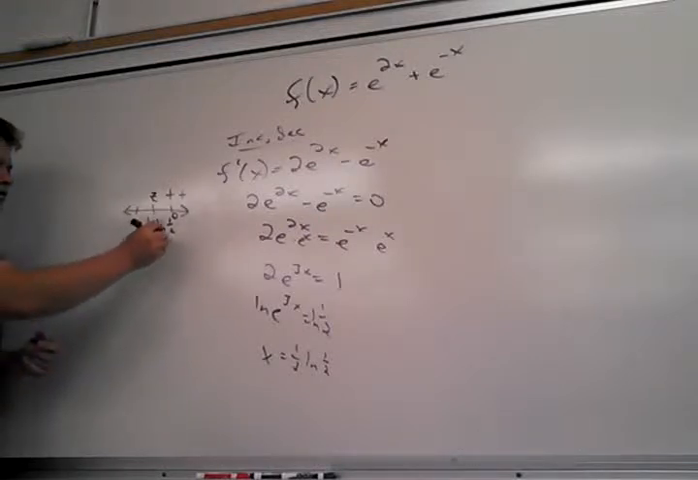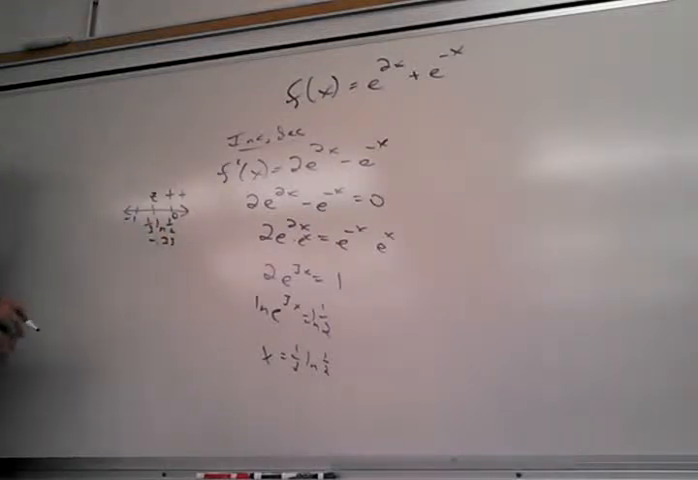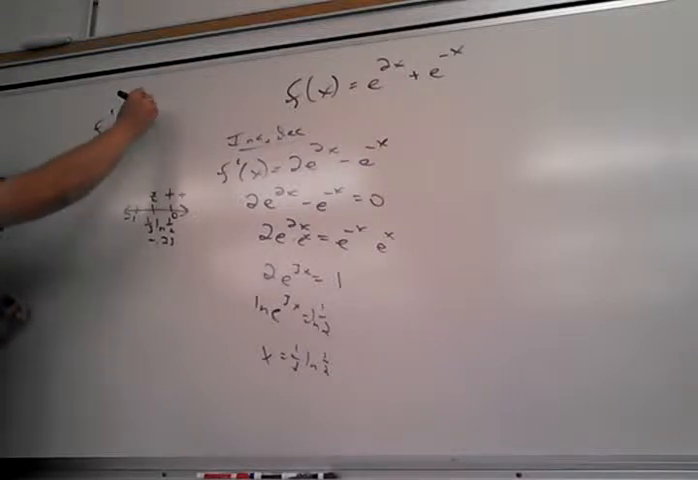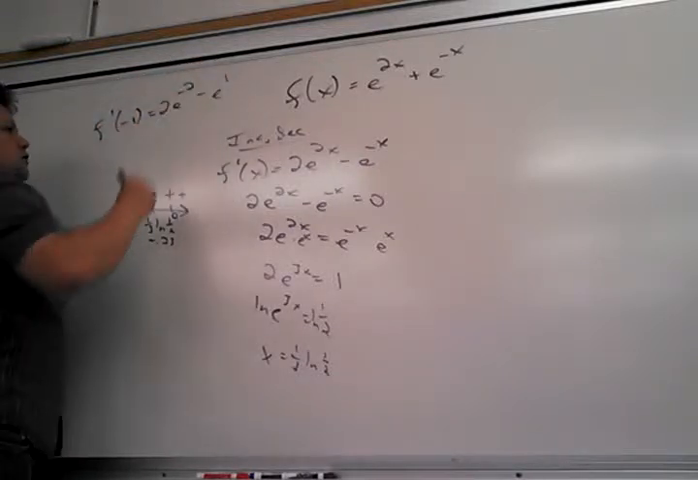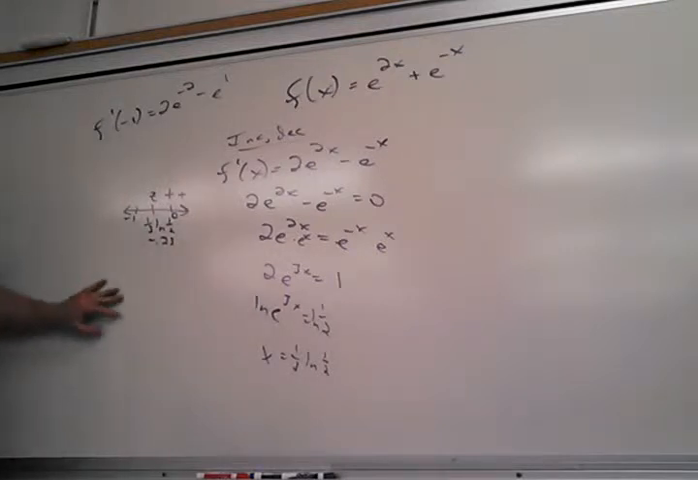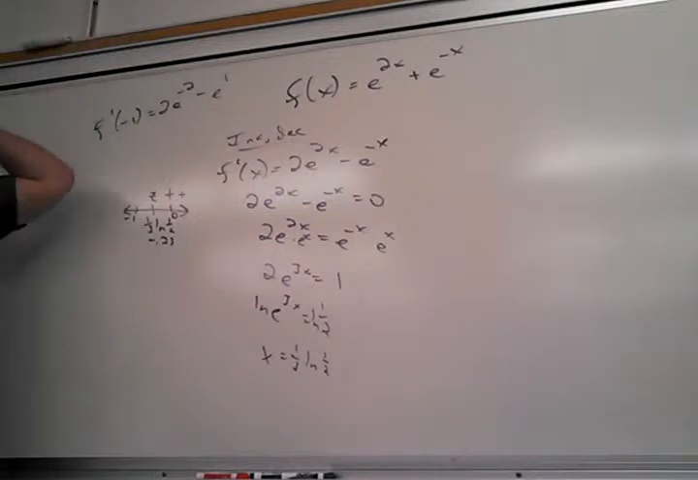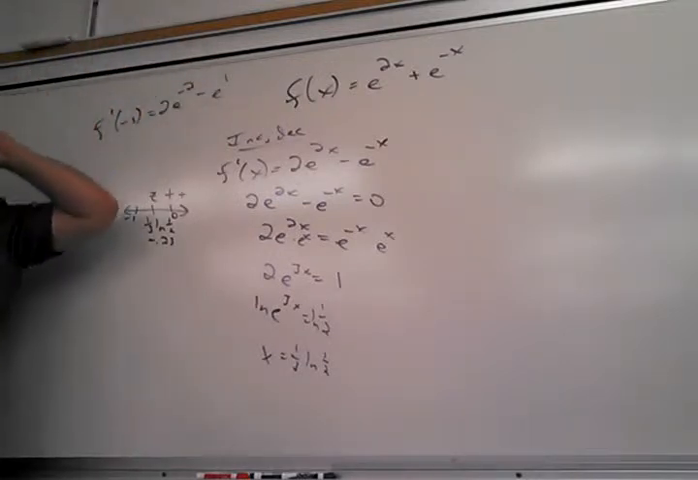Negative 0.23. Cool, so negative 1. That's correct. Sounds about right. So negative 1 is below there, right? So what do you get when you plug a negative 1 in? 2e to the negative 2 minus e to the first. Yeah, it's going to be negative, right? It's 2 over e squared minus e. So you're going to get a very small number minus e, so that's going to be negative.